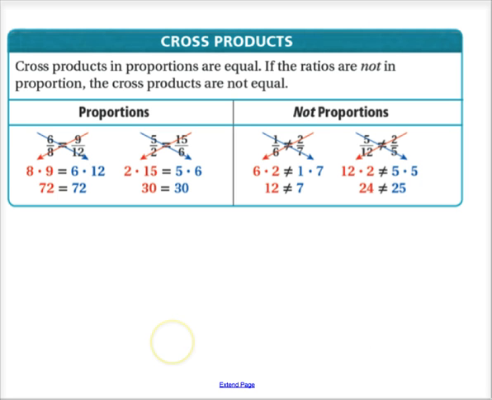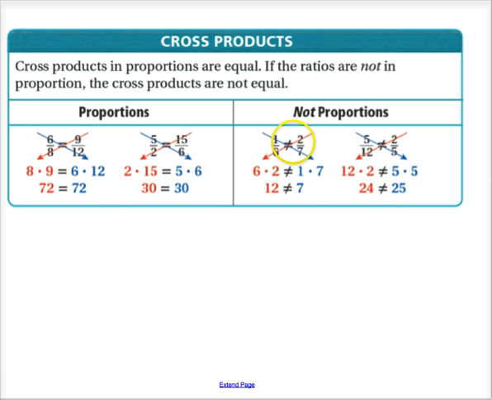Okay. This is a great definition for cross products. Cross products in proportion are equal. If the ratios are not in proportion, the cross products are not equal. So if I look on the left side here, 6/8 equals 9/12. If I multiply across the equal sign, notice the sign in the middle here is not multiplication. This is in fact equal. If I multiply across the equal sign, 8 times 9 and 6 times 12, are they still equal? Yes, this is in proportion.